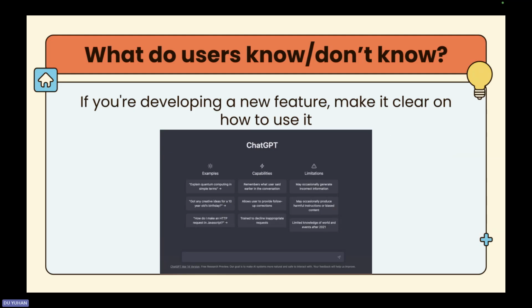So one good example of what users know and don't know would be ChatGPT, as it has given a clear description of each of its features. Starting off with examples. Examples allow users to have a better gauge on what they can type into the prompt so that they're able to get a response that better fits them. The limitation part also better tells users what ChatGPT can do so that they do not try to exploit the machine, and it ensures that they have a better time using the app.